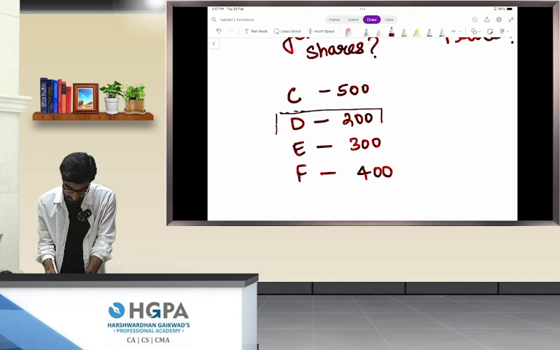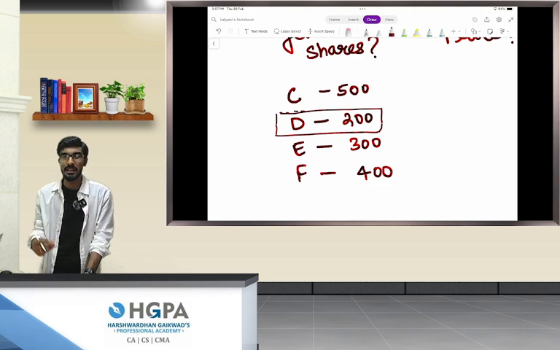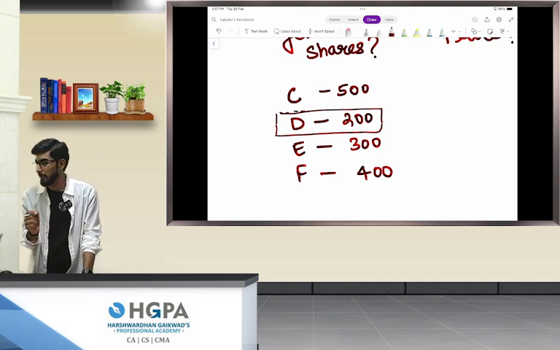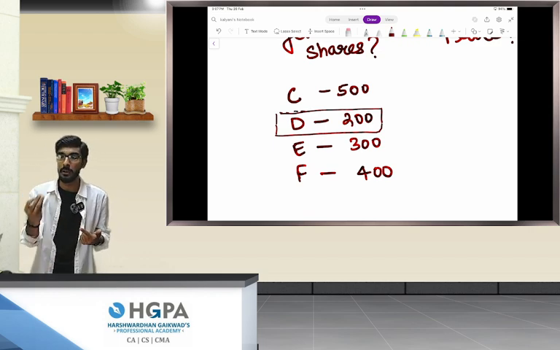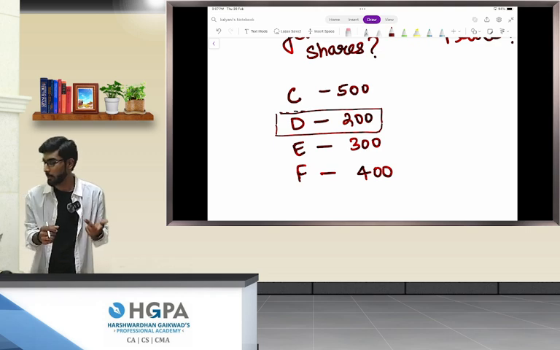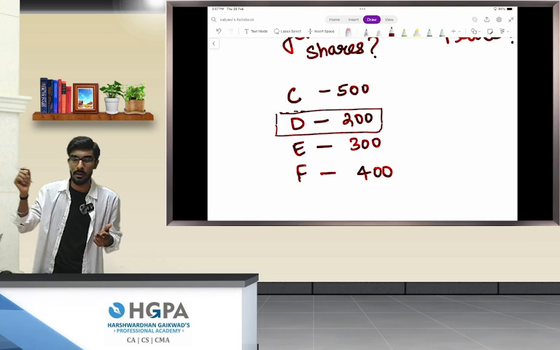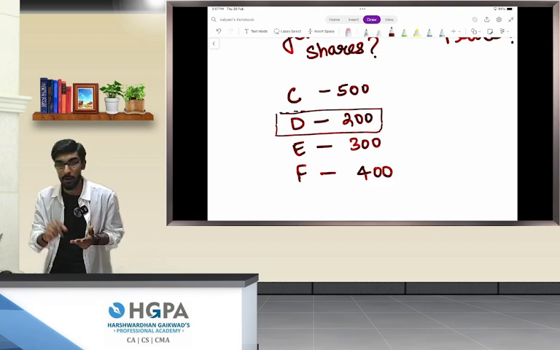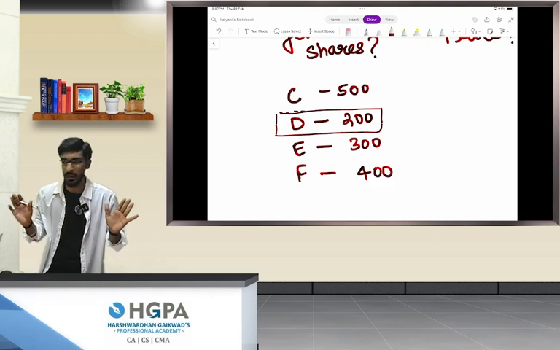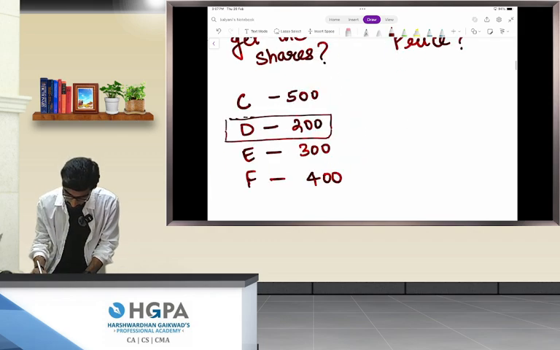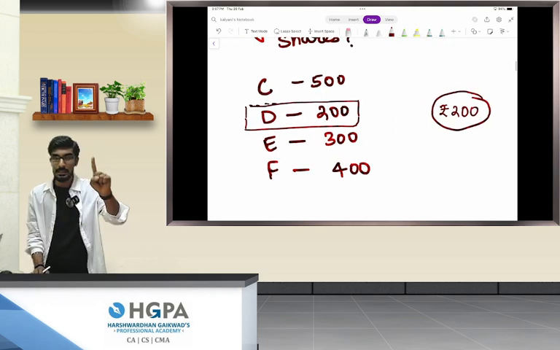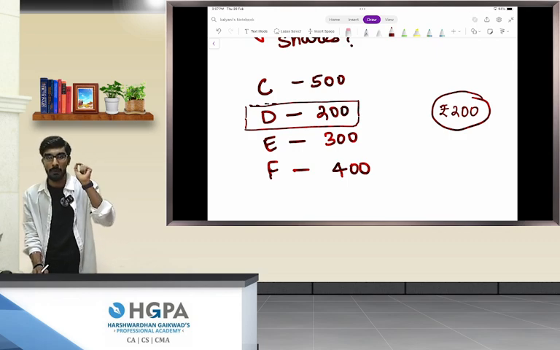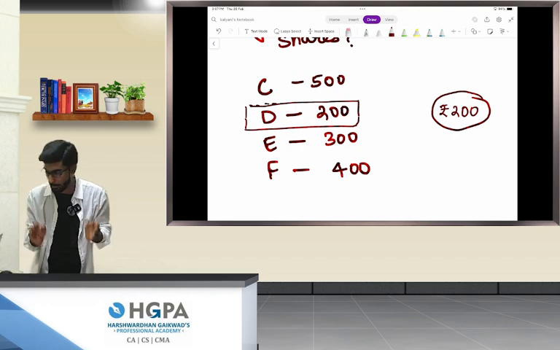this is the price? If C is willing to pay 500 rupees, don't you think he can pay 200 rupees? Obviously, yes. If D wants to pay 200 rupees, he is going to pay 200 rupees. E wants to pay 300 rupees, but he can pay 200 rupees. F can also pay 200 rupees, correct? So the price will be, people, 200 rupees. So C, D, E and F will get the shares at rupees 200.